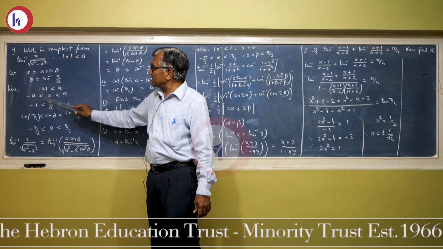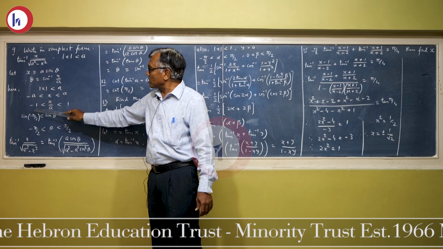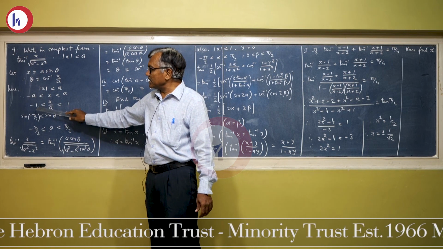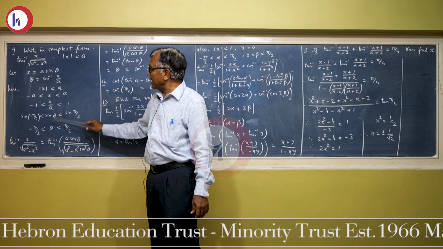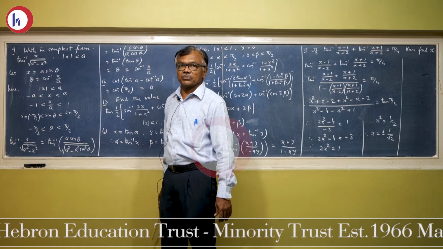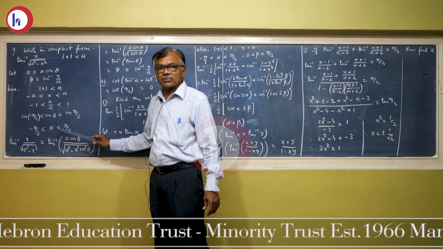That is, x is between minus a to a, divided by a throughout. So minus 1 less than x upon a less than 1. Minus 1 is nothing but sin minus pi by 2. x upon a is sin theta and 1 is sin pi by 2. Again sin is increasing function in minus pi by 2 to pi by 2 here. So theta is from minus pi by 2 to pi by 2.